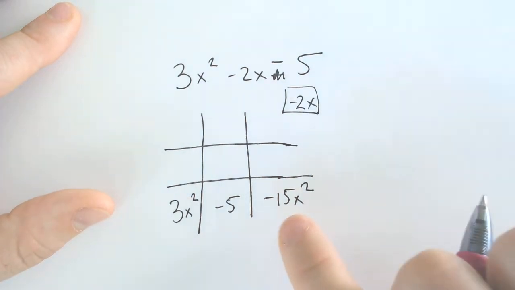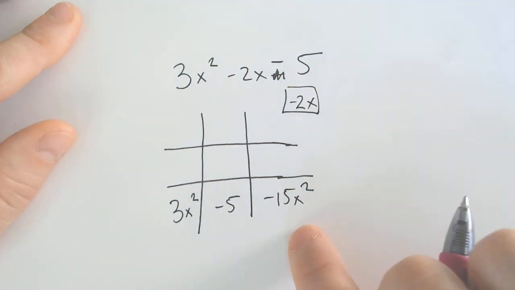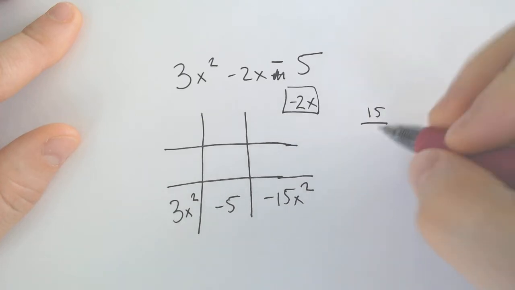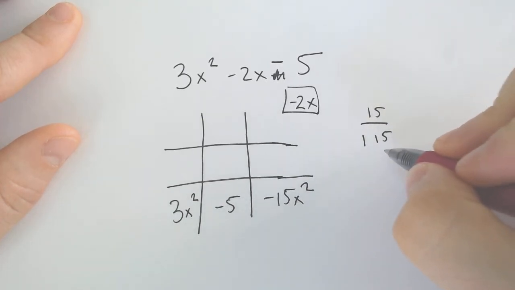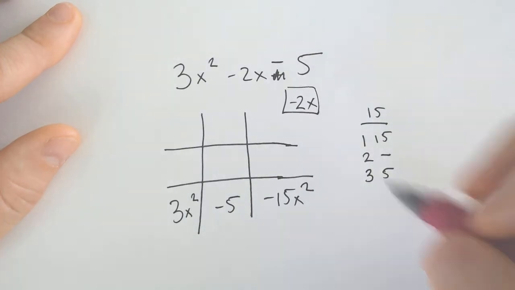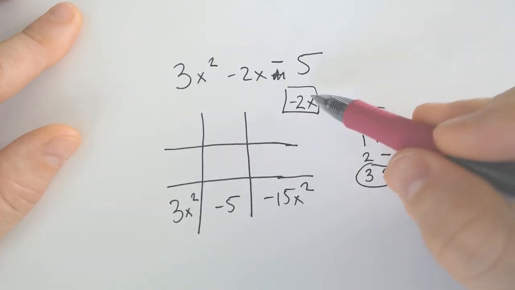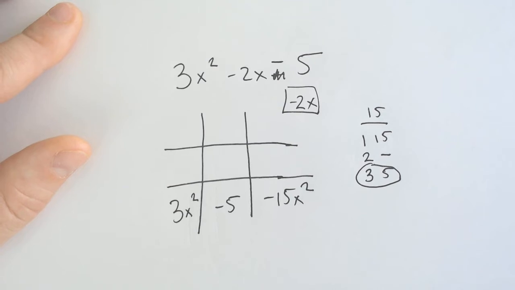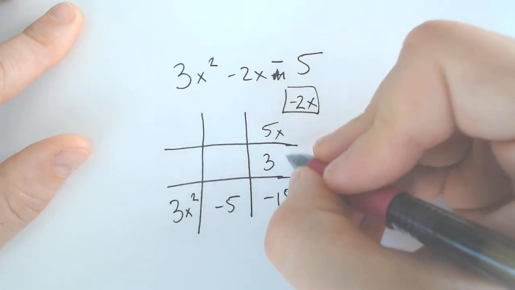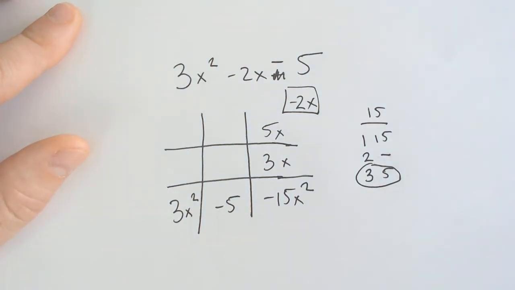And then we need to think of things that multiply down to 15, but add up to negative 2. So what are the things that multiply to 15? We got a 1 and a 15. 2 doesn't really go into it. 3 and 5. And not only that, 3 and 5 conveniently add up to negative 2. So it doesn't matter where you put the 3 or the 5, as long as they're there. It does matter which one is negative.